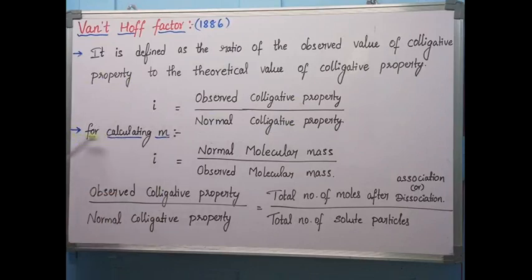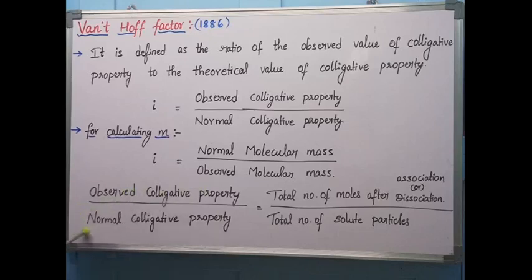But if I want to calculate the molecular mass, then small i equals normal molecular mass by observed molecular mass. That means it will become the reverse of this. So you can see i equals normal molecular mass by observed molecular mass. This is because molecular mass is inversely proportional to the colligative property. So now you can see from this we can conclude a formula for colligative property.